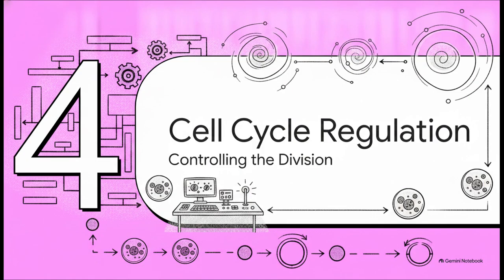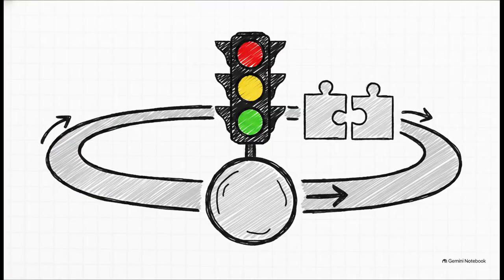Moving right along to Section 4, Cell Cycle Regulation, Controlling the Division. Okay, so now we have two fresh, perfectly sized cells. But how exactly does the body know when to hit start on this whole cycle? Welcome to the cellular control room. The timing and the rate of cell division are absolutely crucial for your health. Your cells don't just divide randomly whenever they feel like it, they follow incredibly strict blueprints.